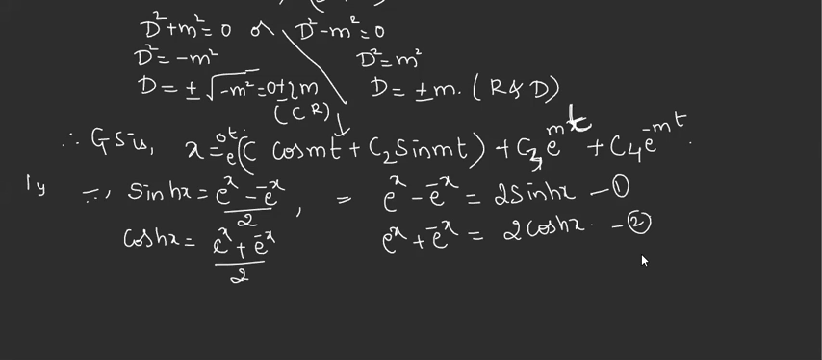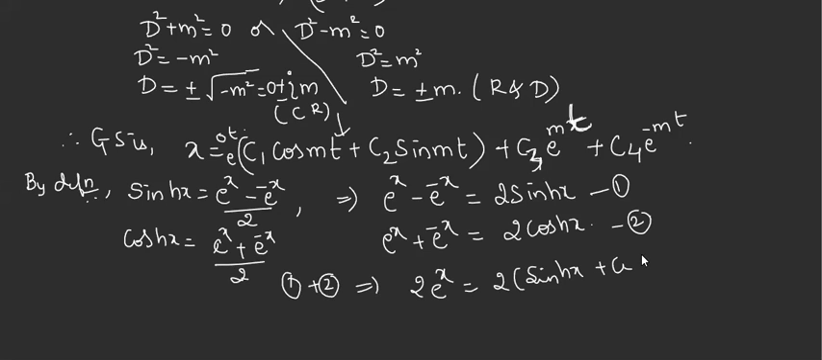I'll just add it. If I add, see the LHS parts. 2 times e raised to x will be here. 2 will be common, sinh x plus cosh x. Correct? Yes, ma'am.